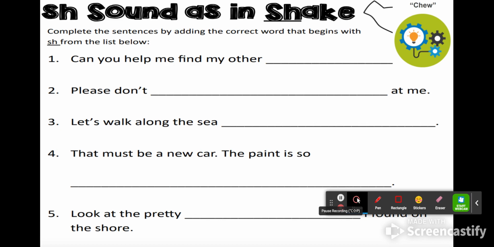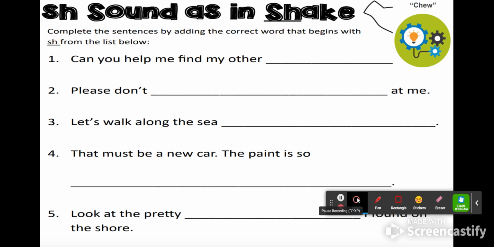All right, we are back. And now on this page right here, we are going to do an activity, okay? This is the sh sound as in shake. Your job is to complete the sentences by adding the correct word that begins with what sound? That's right. That begins with sh from the list below. So you're going to go from 1 through 5.